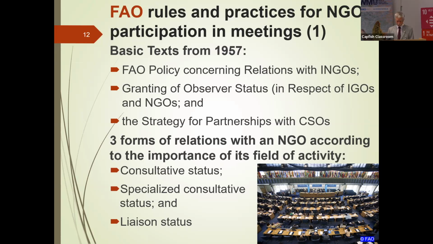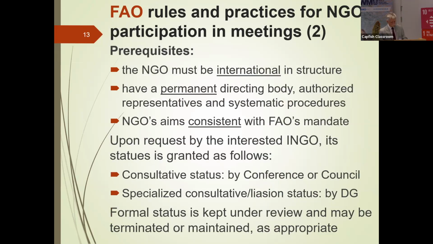The basic texts provide that formal relations with an INGO may take one of three forms according to the importance of its field of activity in relation to FAO activities and the level of cooperation envisaged. 1. Consultative status, that is the highest. 2. Specialized consultative status. And 3. Liaison status. Each status reflects a different level of involvement.